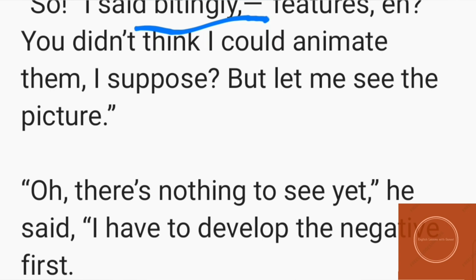But he says, okay, anyway, just let me see the picture that you have taken. And now the photographer doesn't let the person see the picture. What is the reason? We'll get to know. "Oh, there's nothing to see yet," he said. "I have to develop the negative first."